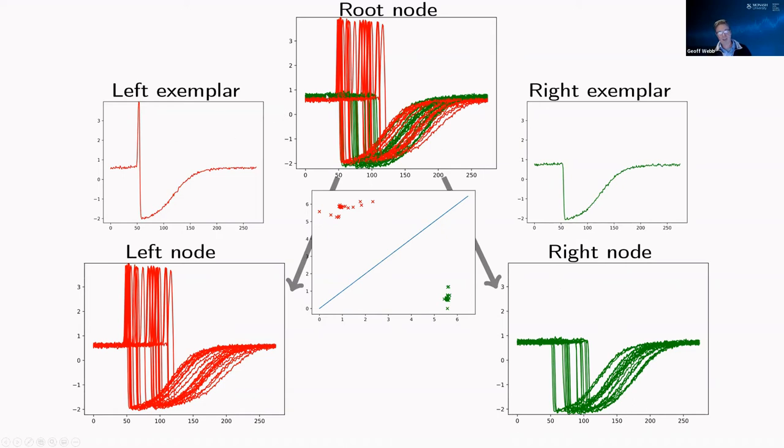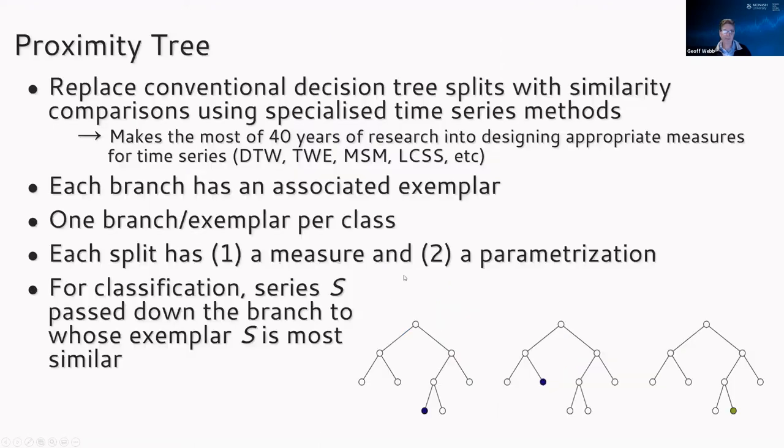So we can see here if we have two classes where one has a peak and the other doesn't, this simple method can very readily split the two up. You can see that as projecting the time series onto a multidimensional space defined by distance or similarity to each of the exemplars, and then choosing a simple hyperplane to separate them. So in detail, we use decision trees, but replacing conventional decision tree splits with similarity comparisons. We're not just going to use any old similarity comparison. We'll use the 11 specialized time series similarity measures, which have been developed over a long time of research into time series analysis.